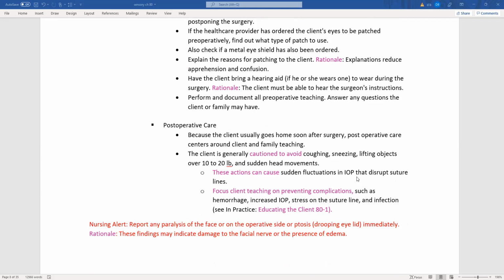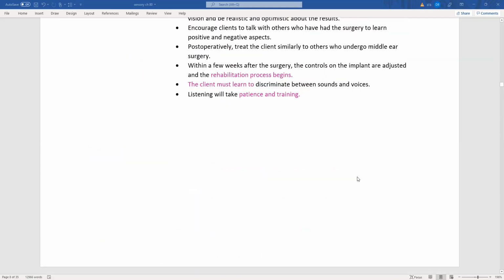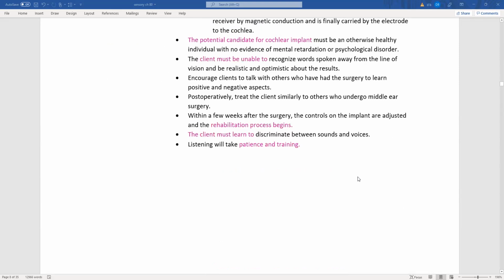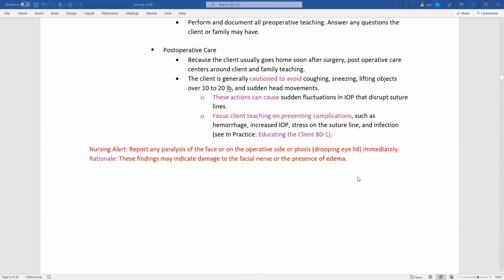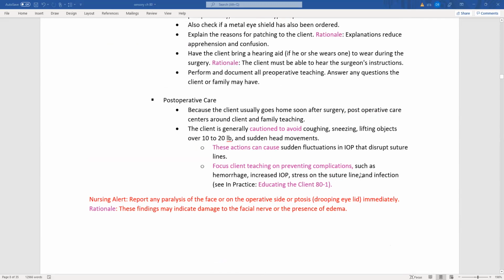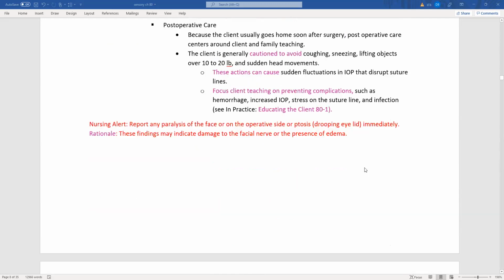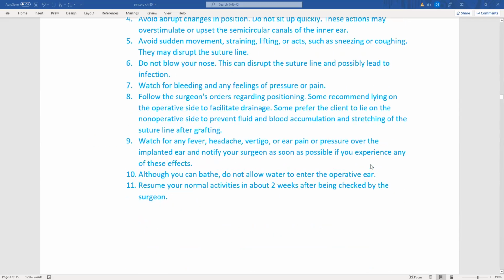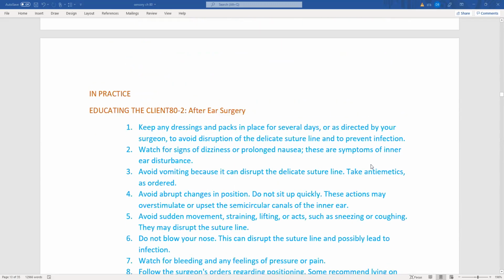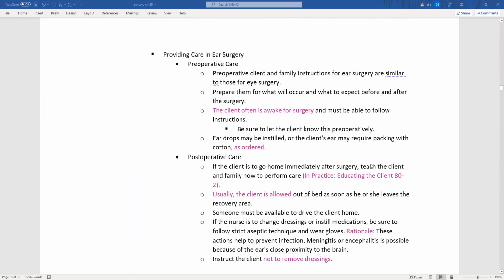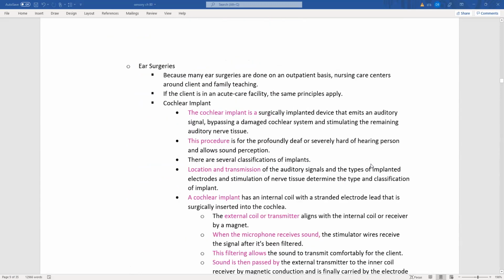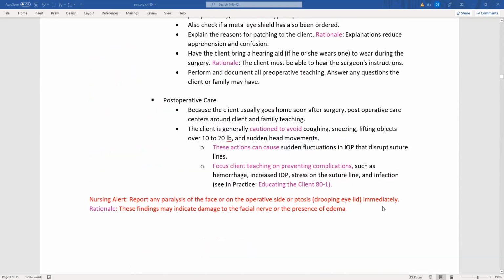And then you can find that in 80-1. Did I put that in there? Let me look at my book. 80-1, what is that? Educating the client. If I don't see it in here, I'm definitely going to add it. Oh, educating the client after eye surgery. Damn, they say ear surgery. Okay, I'm surprised I didn't put that in here.